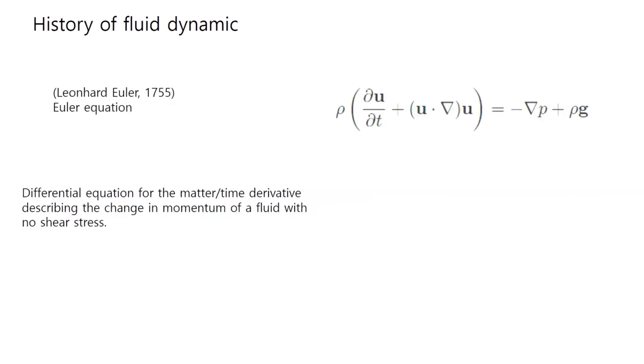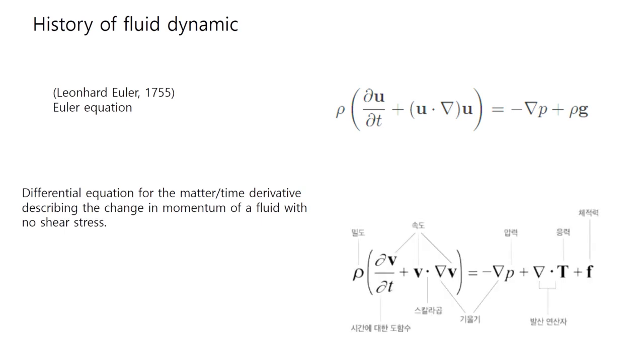Later, in the 17th century, Newton proposed the laws of motion, and in 1755, Leonhard Euler applied these laws to fluid flow to derive the Euler equation. The Euler equation is a differential equation for the material time derivative describing the change in momentum of a fluid with no shear stress. The form of the expression is as follows.